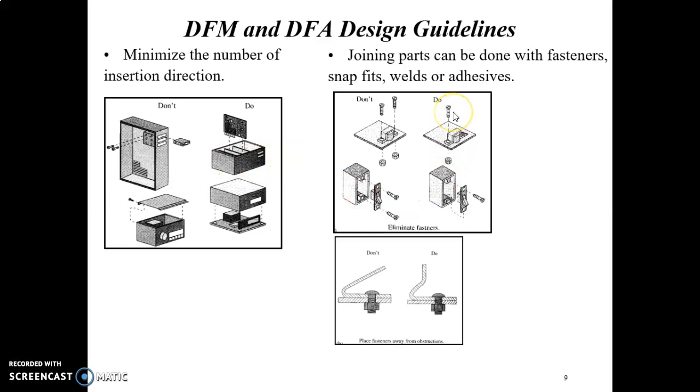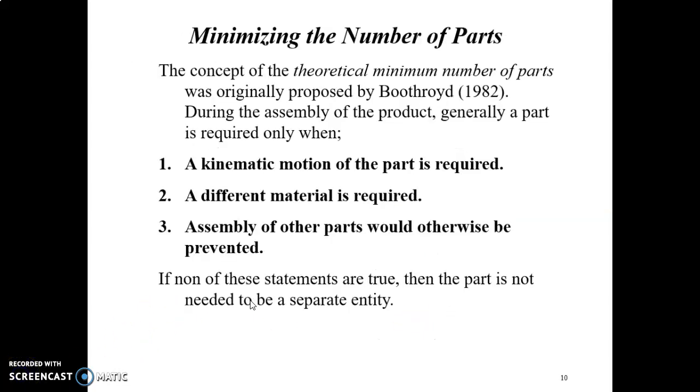Okay, joining options. Parts can be joined using fasteners, which are screws, nuts and bolts, rivets, snap fits, welds, or adhesive. Design to eliminate fasteners and to place them away from obstruction. So this is the design to eliminate fasteners and place fasteners away from obstruction.